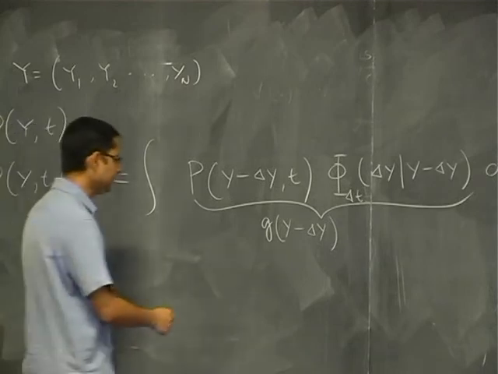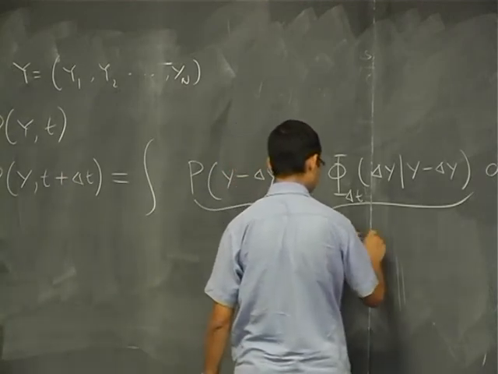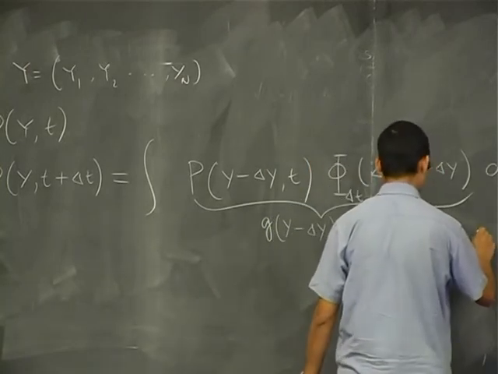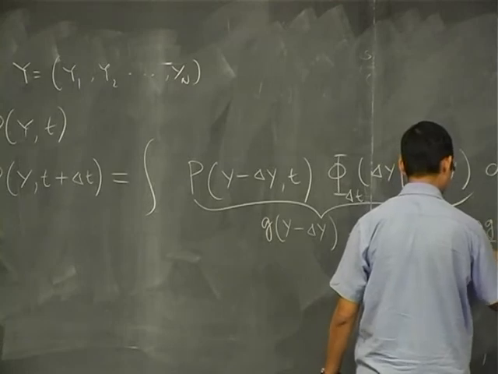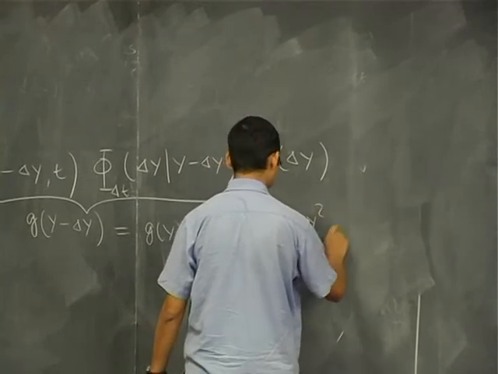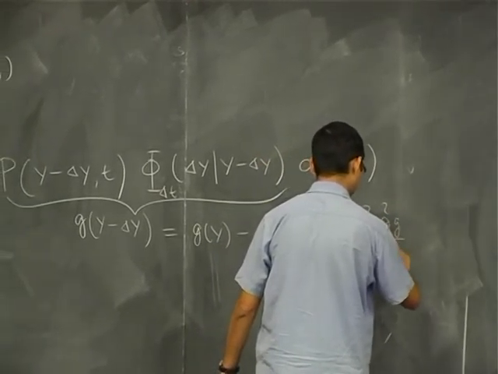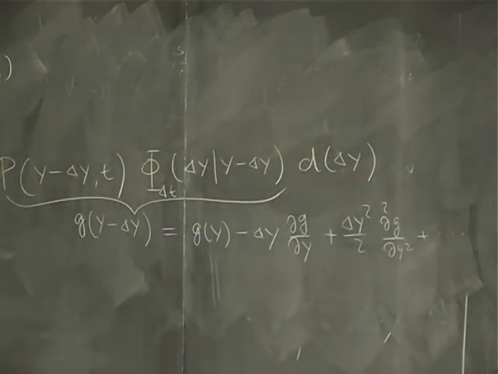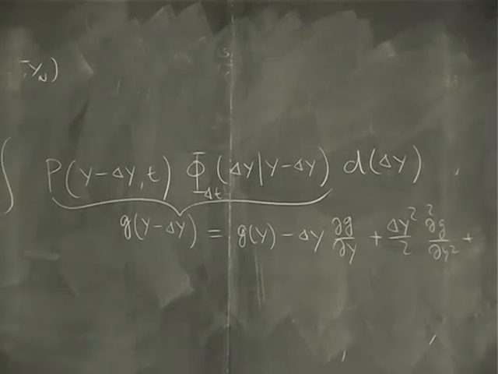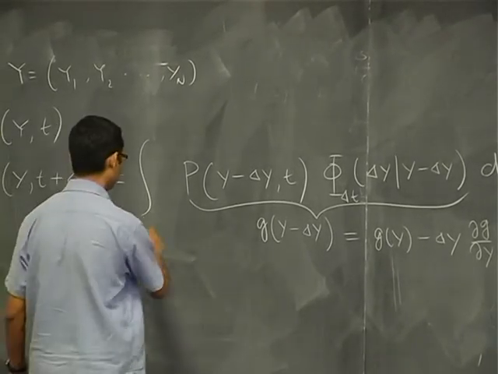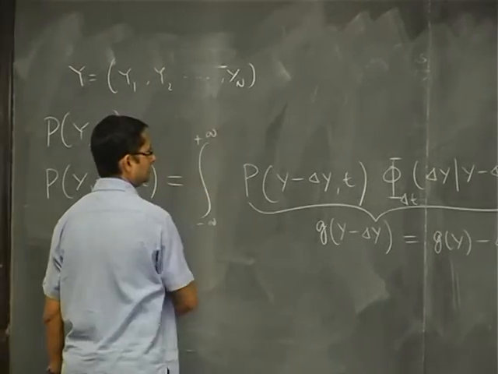I know the Taylor series: g of y minus delta y is g of y, minus delta y times del g by del y, plus delta y square by 2 times del 2 g by del y square, plus higher terms. This is what I have. So I put it here again. For the left hand side I will do whatever I have done before, so I am not going to write it. So what is the first term?